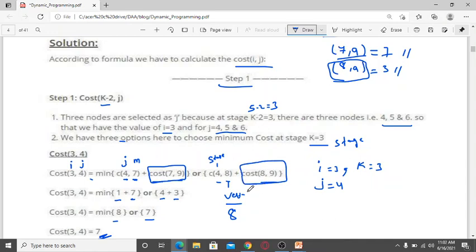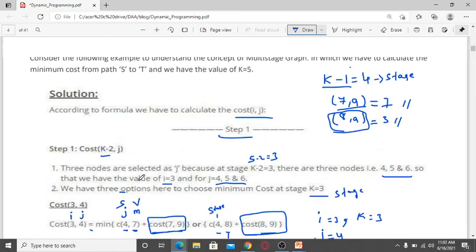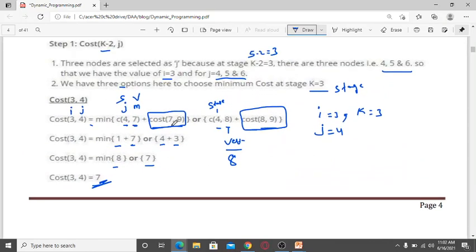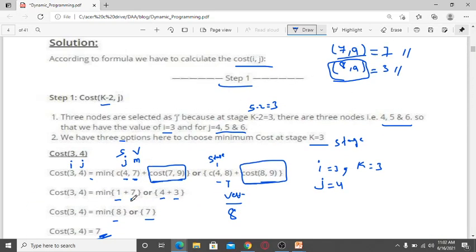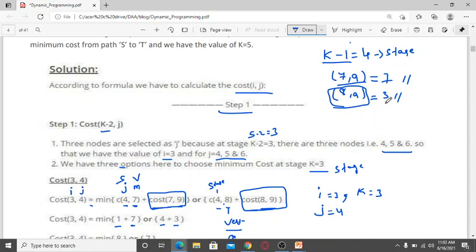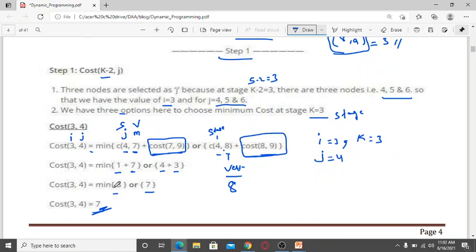Like this, (4, 7): 4 is the fourth stage and 7 is a vertex. So what is (4, 7)? The value of (4, 7) is 1, and the cost of (7, 9) is 7, or (4, 8), as per the table, is 4 plus 3. When we calculate this, there are two things here, so you need to find the minimum.